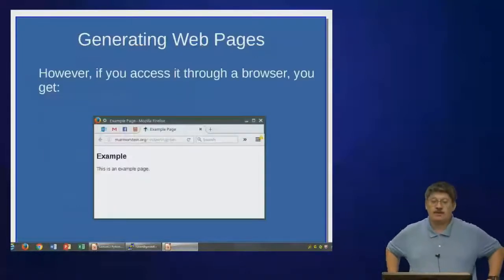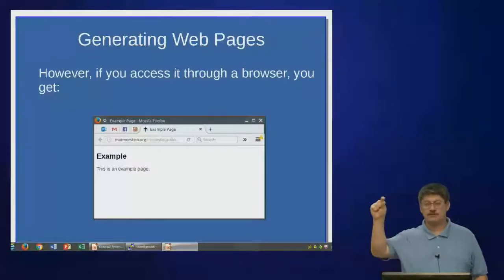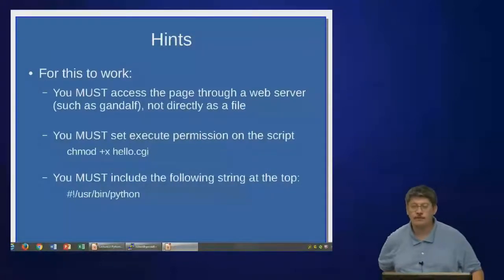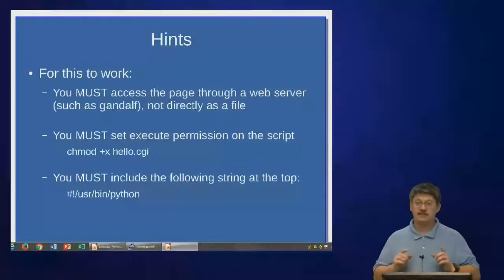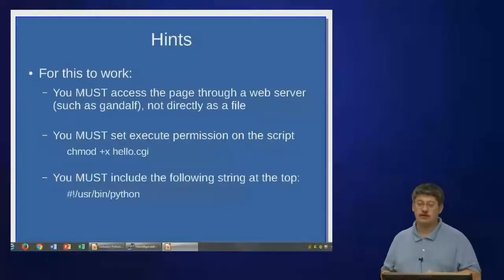So if I pull this up on marmerstein.org, which is my web server, it looks like this. Example, this is an HTML page. Example is, of course, my H2 element, and this is an example page as my paragraph. So a couple hints. For this to work, you have to access the page through a web server, because the web server has to run the script. If I just go to the file, my script file, directly, it's going to pull up the source code for my script and not actually run it and give me the HTML it produces.